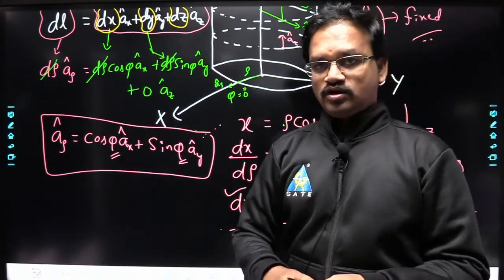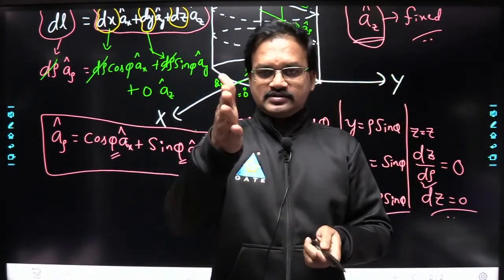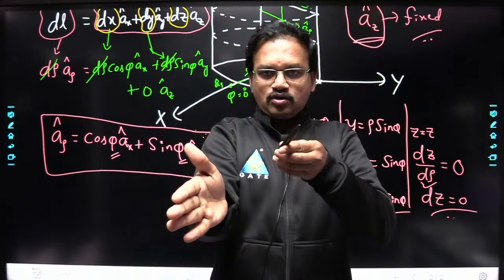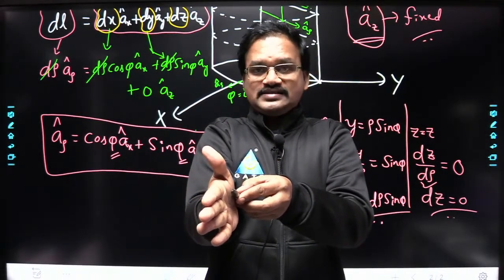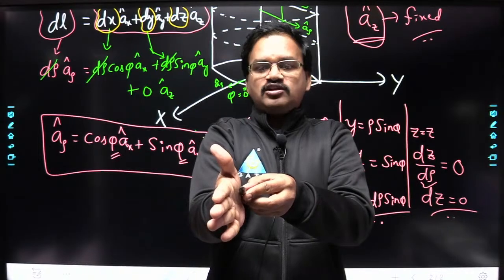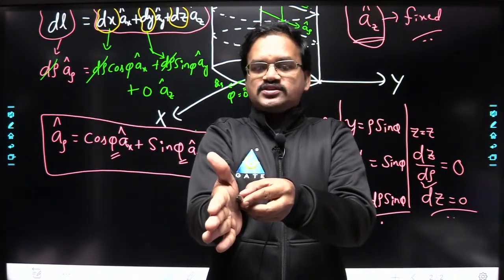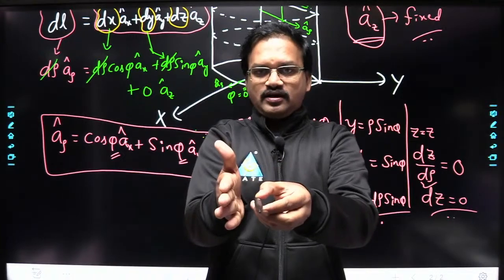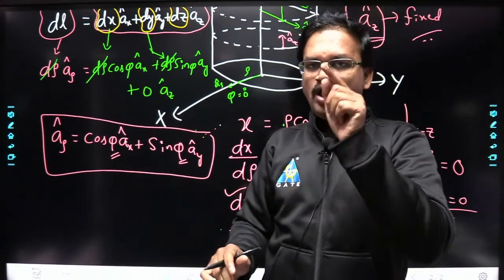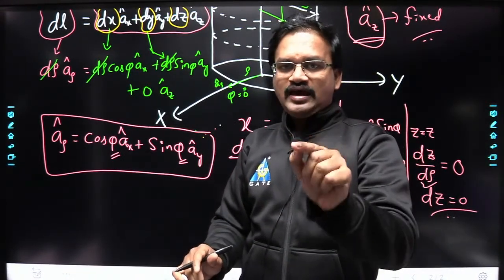Yes or no? So this is the x-axis, and this is rho. Whenever rho lies along the x-axis, the phi value will be 0. So that means a rho cap is going to point along the ax cap direction. So when phi is equal to 0, a rho cap must point along the ax cap direction.